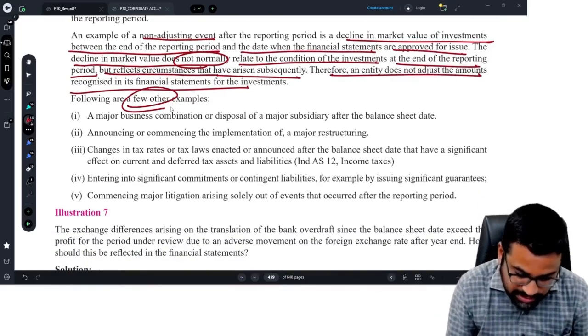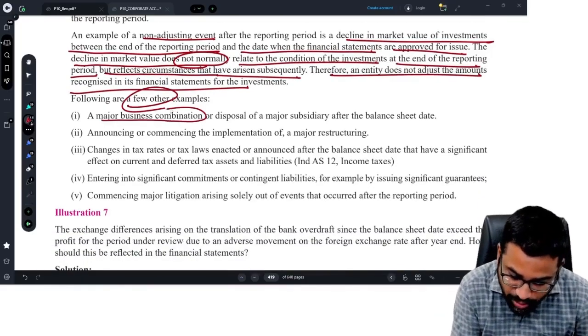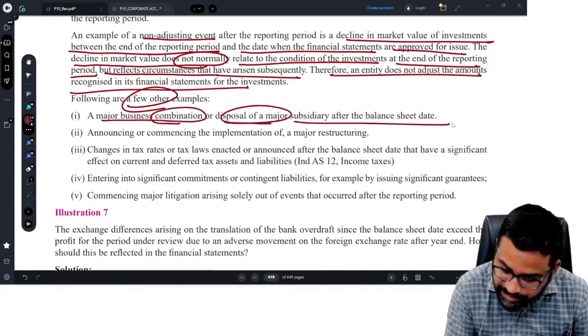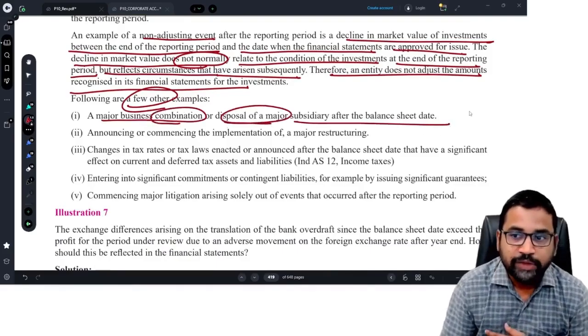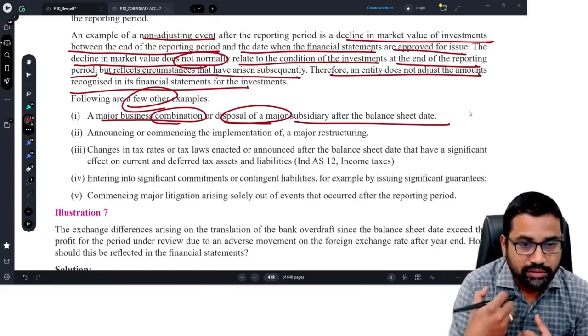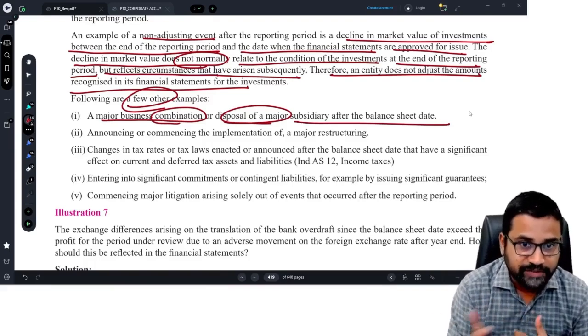Few other examples are also given, like for example, a major business combination or disposal of a major business subsidiary after the balance sheet date. Suppose for example, we sold any of our businesses after 31st March.